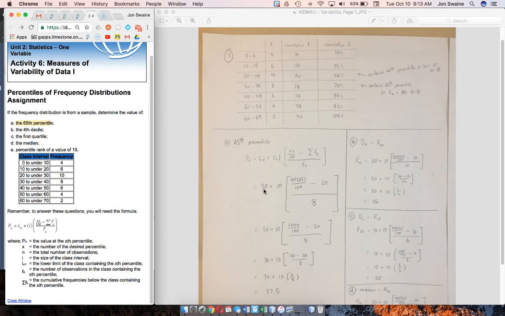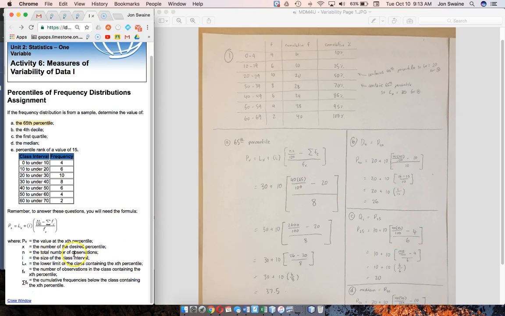I is the size of the class interval. What's the size of the class interval? Well, it's 10 because it's 10 in each case. There's 10 from 0 to 9, 10 from 10 to 19, 10 from 20 to 29. It's basically the size of the gap. Think of it that way. So that explains that.